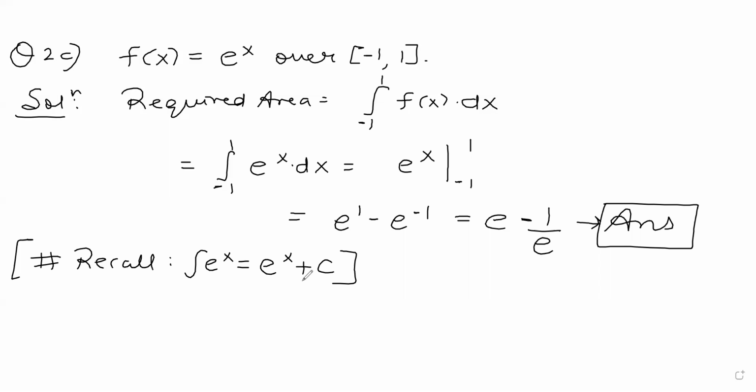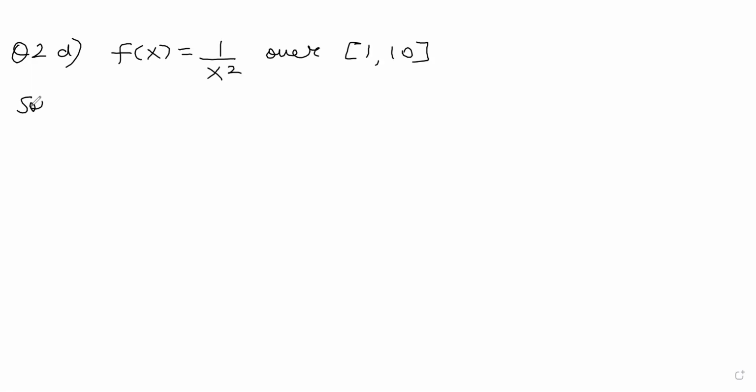And then guys, let's quickly look at question 2, part D. F of x is 1 upon x square over 1 to 10. Okay, now let's quickly solve this. So how will I find out the required area? Directly apply the formula.